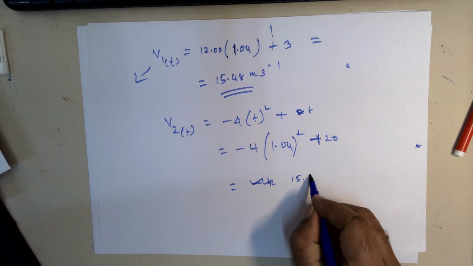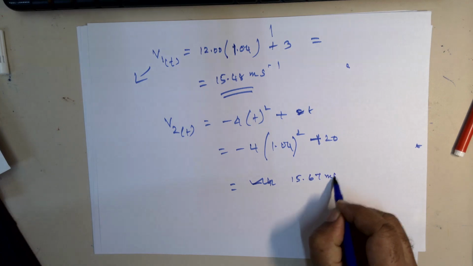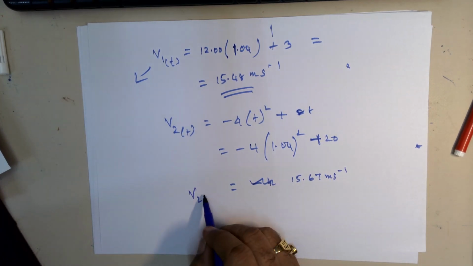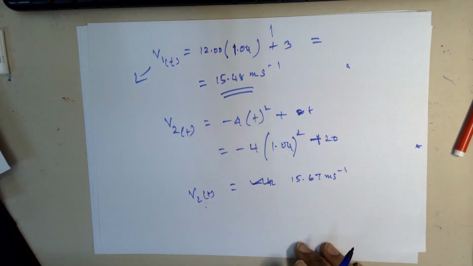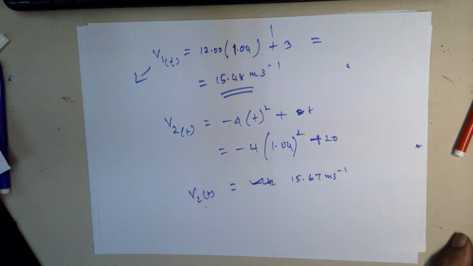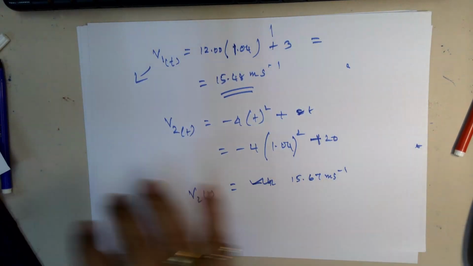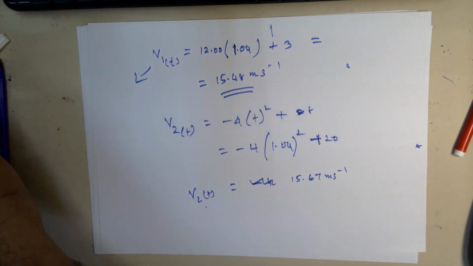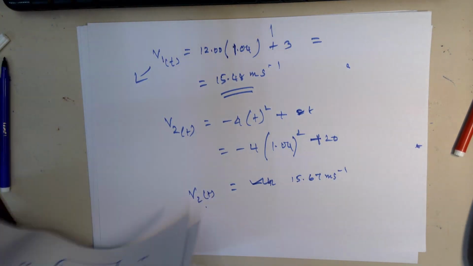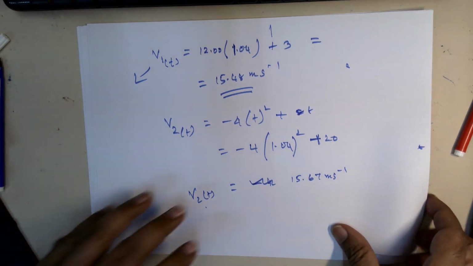15.67. Okay, so 15.67 meters per second. Good. So now we have got these two velocities at certain time. This is almost closer to each other. Yes. And finally, I'll be discussing the equations of motion. So we have a doubt in this. Now I will finish, then you can ask me.